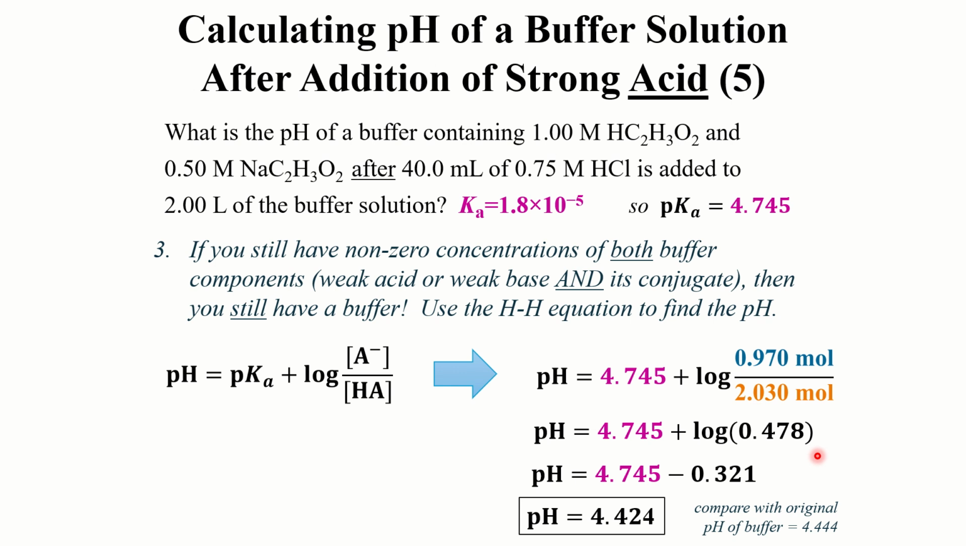And again, note the comparison to the original pH of the buffer, which was 4.444. So a small drop in the pH. The solution got slightly more acidic, but this buffer was successful in resisting the pH change.